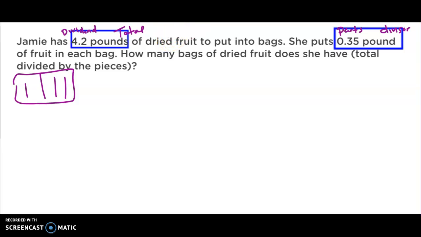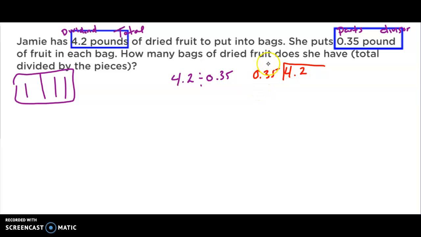It says 4 2/10 pounds divided by my total divided by my parts or pieces. Well, what is my parts or pieces? Well, let's see, my parts or pieces 35 hundredths. My total is 4.2. So that means 4.2 divided by 0.35. Well, Houston, we have a problem.